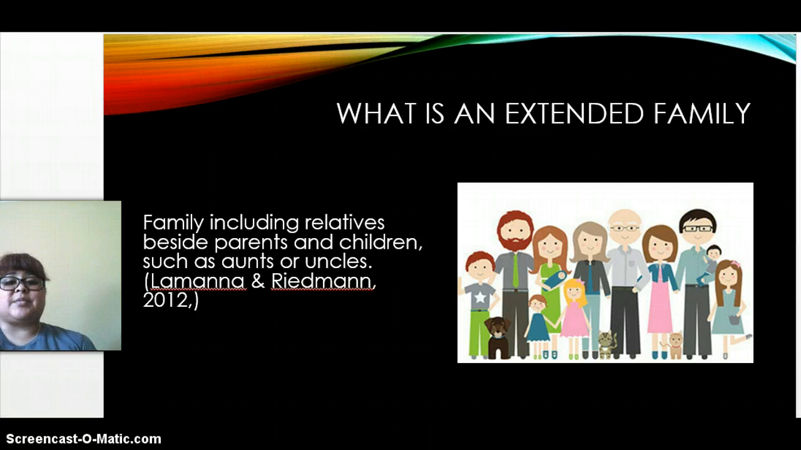What is an extended family? Well, an extended family includes relatives other than parents and children, such as uncles and aunts and grandparents, and many times we see this more so in some ethnicities than in others. But yes, an extended family entails more than just mom, dad, and kids living under the same roof.